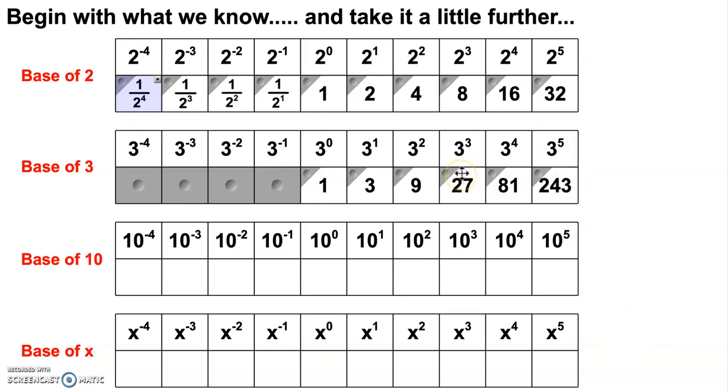81 divided by 3 is 27. 27 divided by 3 is 9. Divide by 3 again, and we get 1/3. 1/3 divided by 3 is 1/9. 1/9 divided by 3 is 1 over 27. 1/27 divided by 3 is 1/81. So notice again we have that pattern.